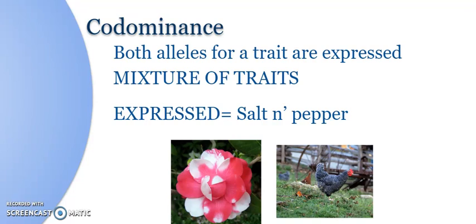We see this in the flower, we see that in the chicken picture here, but both alleles are expressed at the same time. Very different than what we saw in incomplete dominance, where it was a solid color, like a mixing of the pigments, like if you had two things of paint. Codominance, you see expressed both of the traits that were inherited.